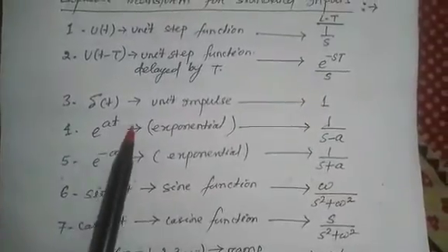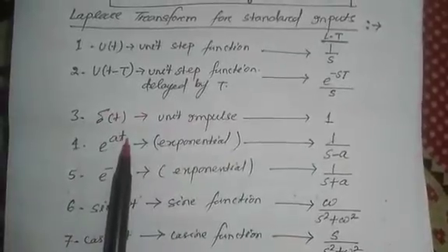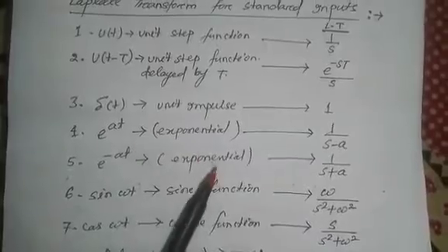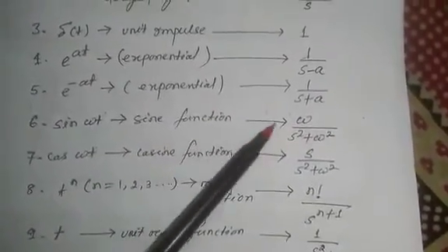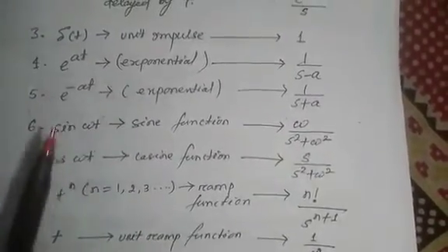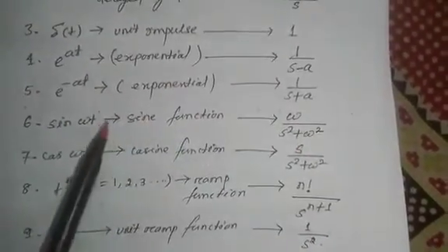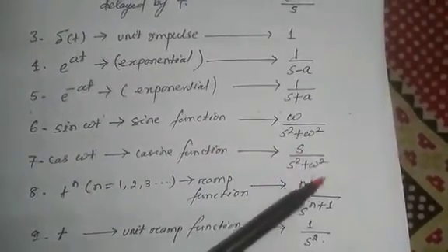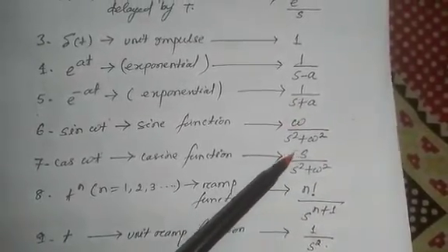Then e^(at), an exponential function, gives 1 divided by (s minus a). If plus a is present in the exponent, minus a comes in the denominator. For e^(-at), you get 1 divided by (s plus a). Here minus a, you get plus a. Then sin(omega t), the sine function, gives omega divided by (s squared plus omega squared). Suppose you calculate sin 2t: 2 divided by (s squared plus 2 squared). In place of omega, you just put 2. Similarly, cos(omega t), the cosine function, gives s divided by (s squared plus omega squared). The difference is that here the numerator is omega, and there the numerator is s.